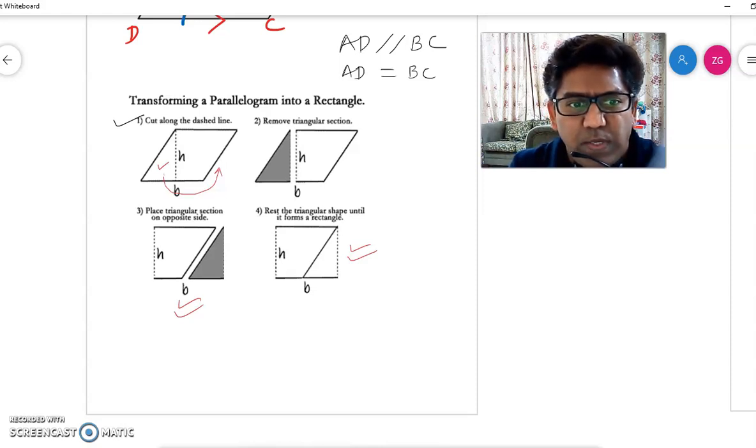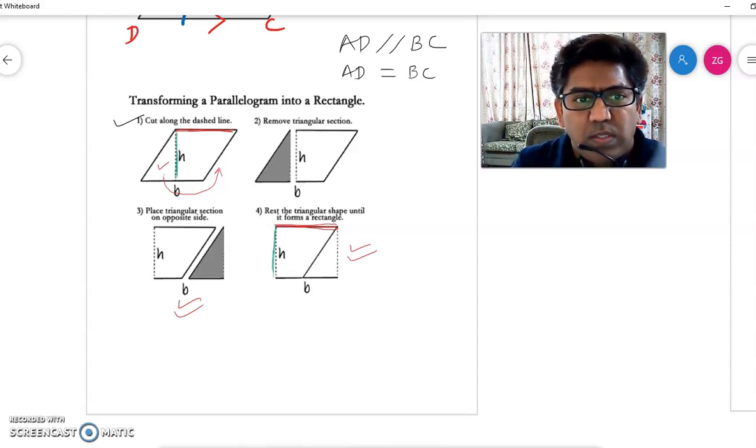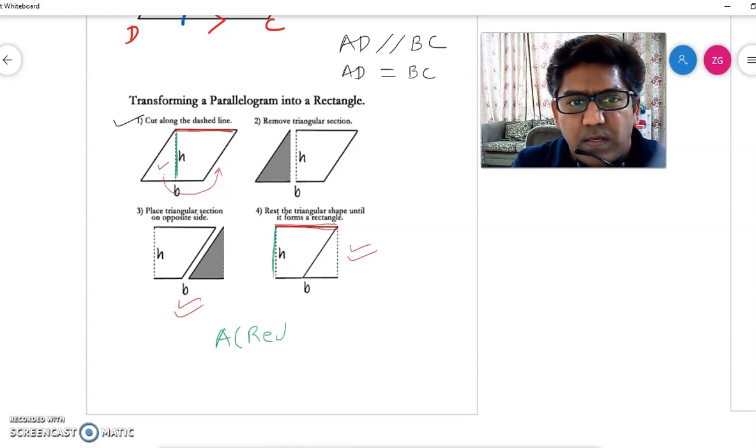So if you see carefully, the base of the parallelogram is the same as the length of the rectangle, and the height of the parallelogram is the same as the width of the rectangle. So the area of a rectangle, the formula is length times width.